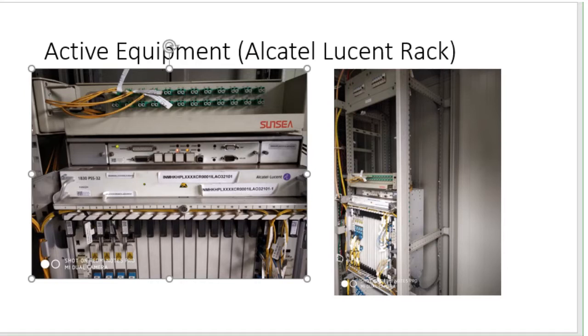So in this rack, this is the main equipment which requires air conditioning. We need to understand from where the cool air is entering this equipment and from where the hot air is coming out, so that we can determine the correct positioning of this equipment and whether any alteration is required or not.